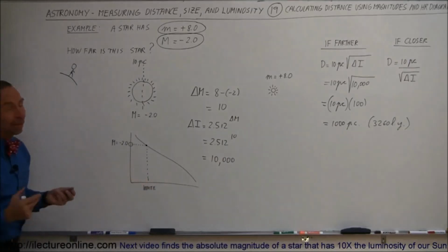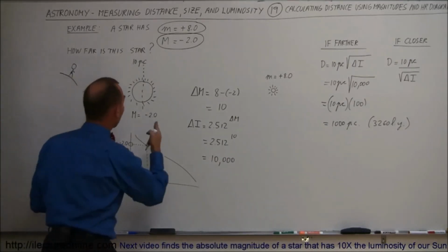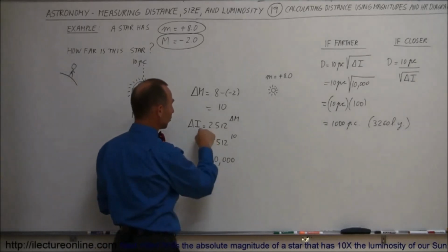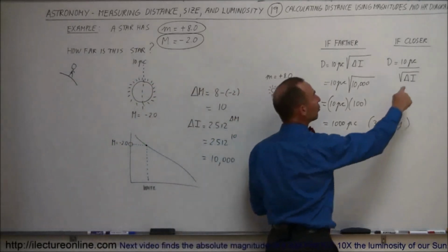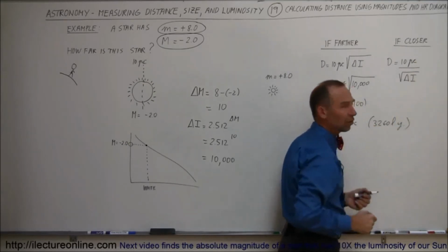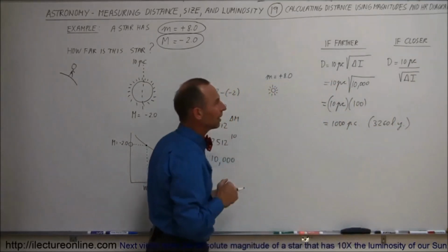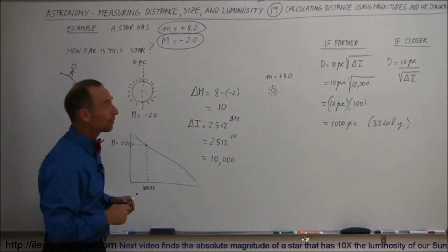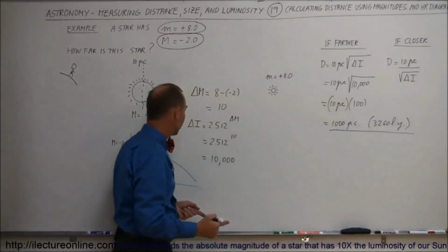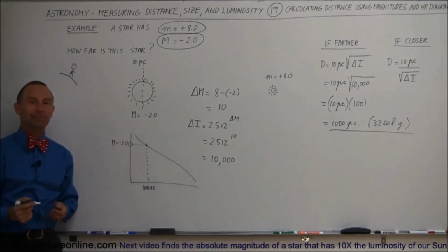Isn't that great? And it turns out, by the way, if the star happened to be closer, again, you measure the difference in magnitudes, then you measure the difference in intensities, and then you use this equation, you divide by the square root of the difference in intensities to get the distance, which then will be closer than 10 parsecs instead of farther away. But that's how we do that. That's how we determine the distance to stars using the HR diagram.